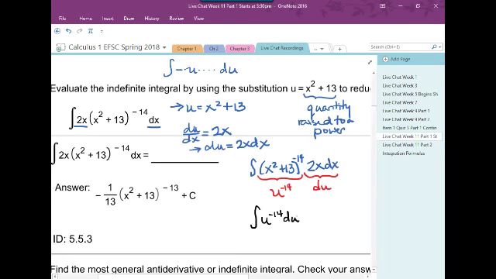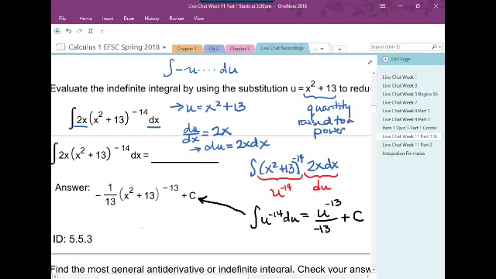So, coming back over here, this is going to be add 1 to negative 14, and you get negative 13. Divide by that, divide by negative 13, and then we have a plus c. But of course, we're not looking for an expression in terms of u. Our original problem was given to us in terms of x's, so we replace u with what it's equal to, which is x squared plus 13, and that's how they get their answer here.